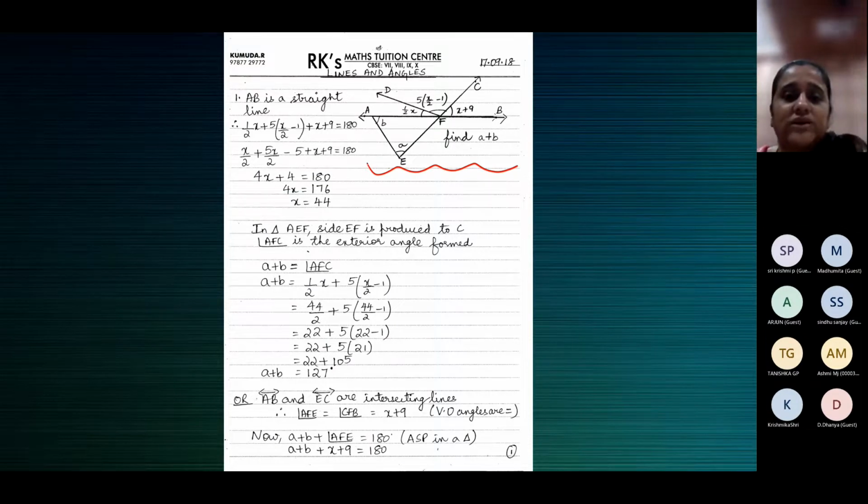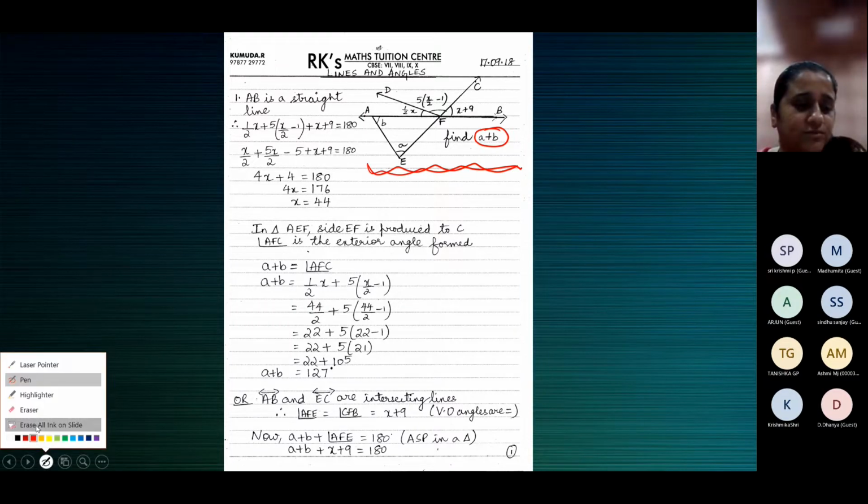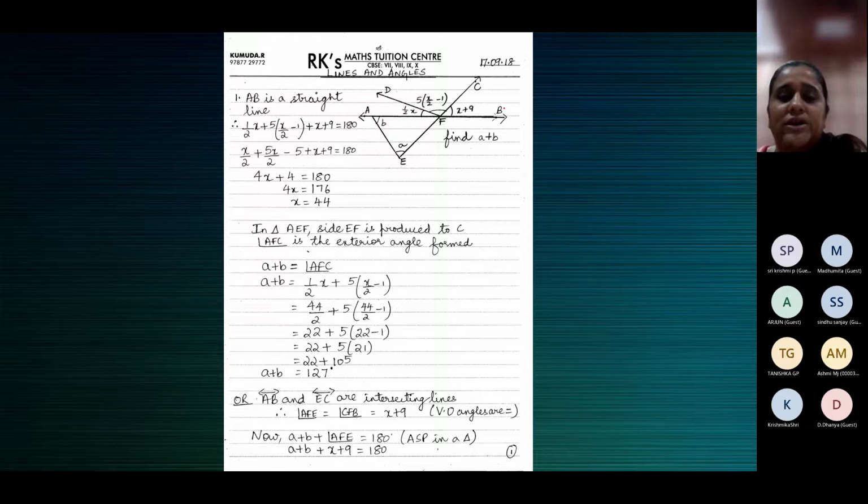Now this figure is given. From this, you will have to find A plus B. So what is given? You can see the figure here. AB is a straight line. That's all that is given to you. You need to find A plus B. Where is A? This is A. This is B. You need to find A plus B.